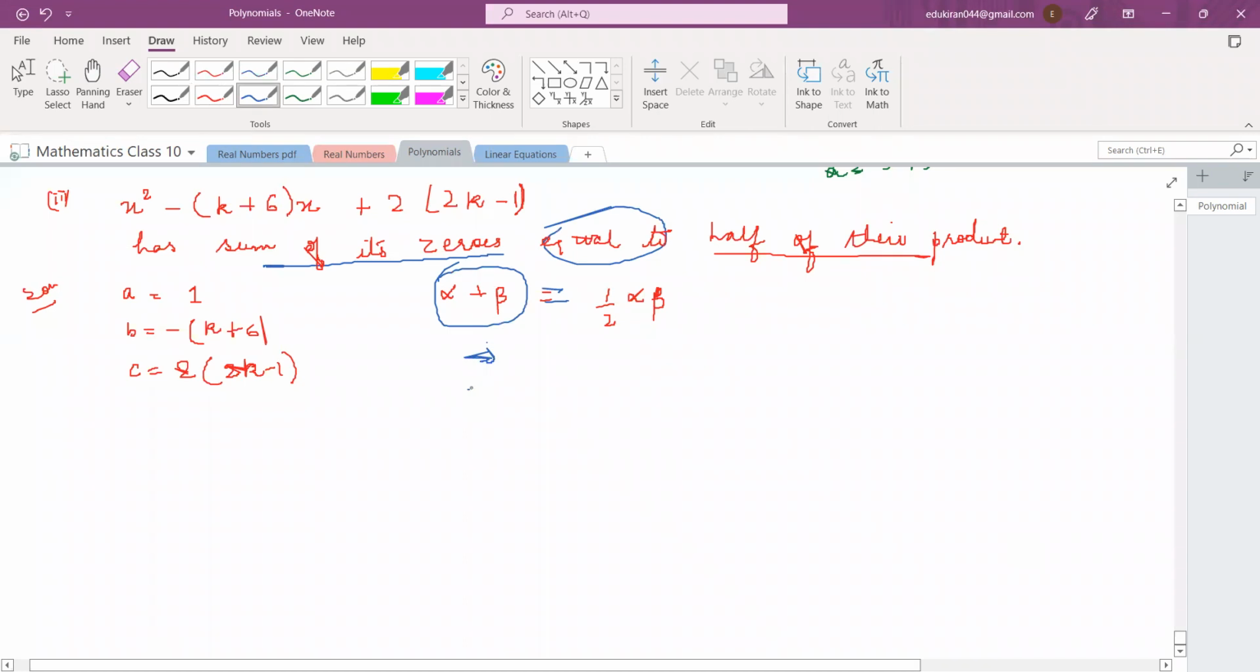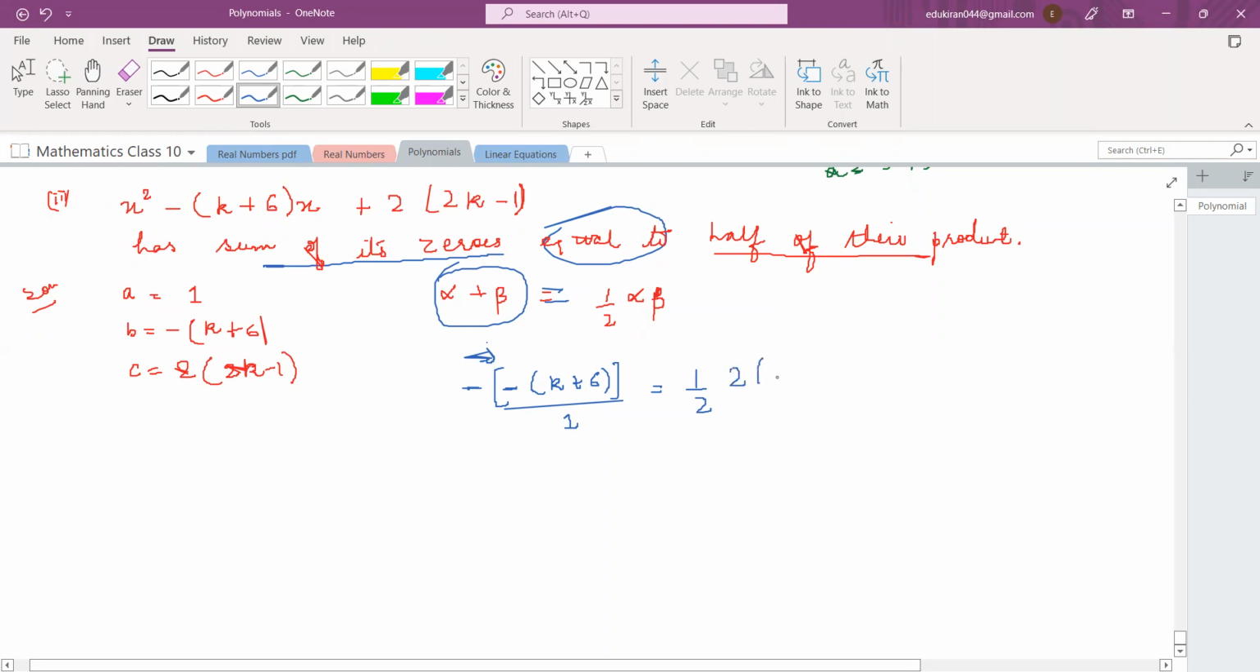Clear? Directly put the values. That is minus, and then again you have minus of b. So always use a bracket whenever your b is negative, otherwise you will make a mistake. So minus (minus (k plus 6)) divided by a. A is 1. And this is equal to half of alpha beta, which is c by a. You can write it in one step: minus b by a is equal to half of c by a, and then put the values.